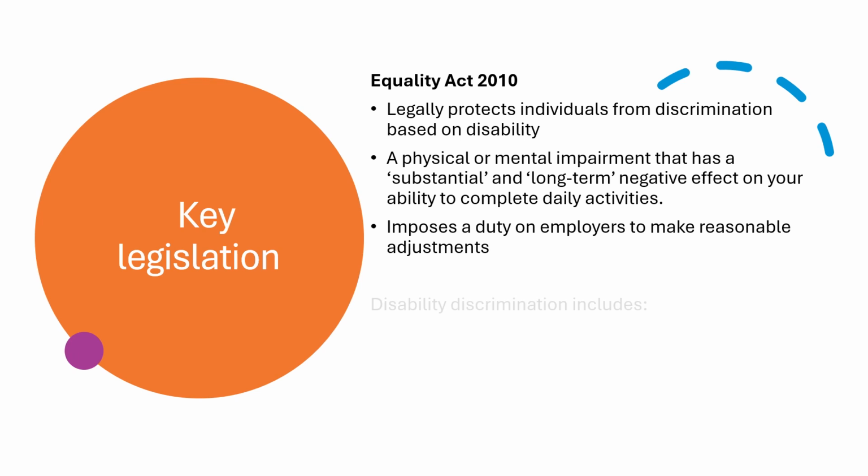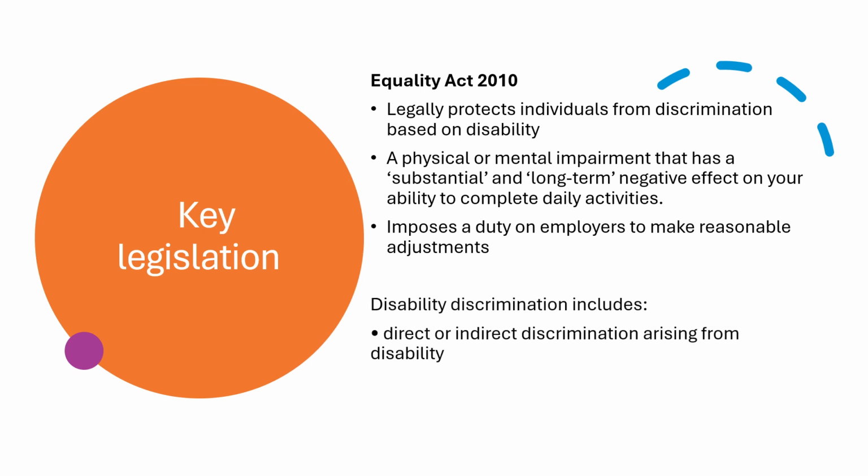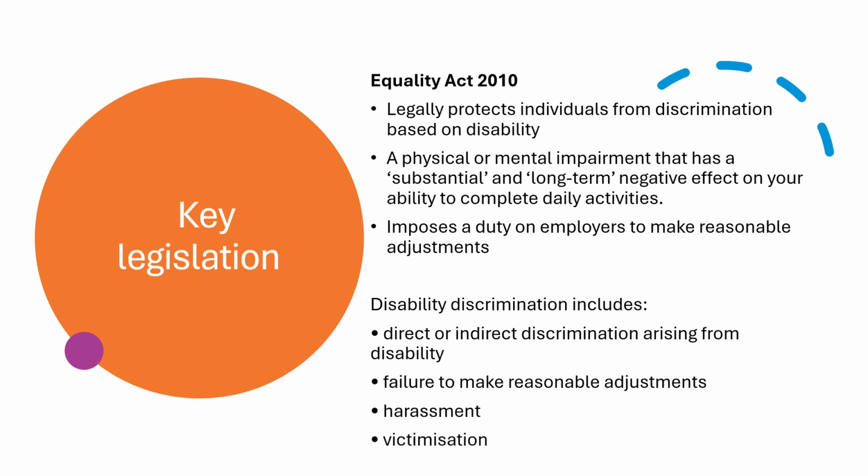Just going on to a little bit about discrimination. It's direct and indirect discrimination because of somebody's disability, and it's not being able to make those reasonable adjustments. And it's not about making everybody the same, it's about making it equitable so that you adjust so people have the same opportunity as others. Harassment and victimisation are two things that would categorise discrimination.